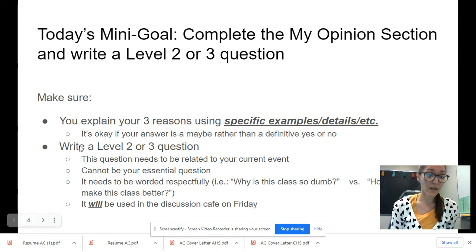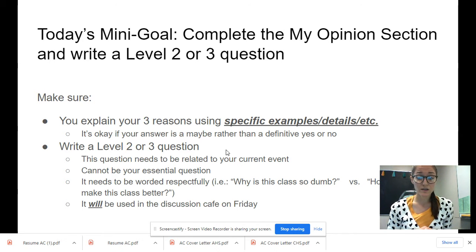All right. And then for the level 2 or 3 question, you're going to be writing that question, and it'll be used in the discussion cafe if you're an in-person learner. If you're a distance learner, it'll be put on the Padlet for your classmates to review and answer. Here are some rules about this question. It cannot just be your essential question. Okay? It has to be a different level 2 or 3 question. It needs to be related to your current event. So if it's not directly tied to your current event, it should at least be related to your current event topic.